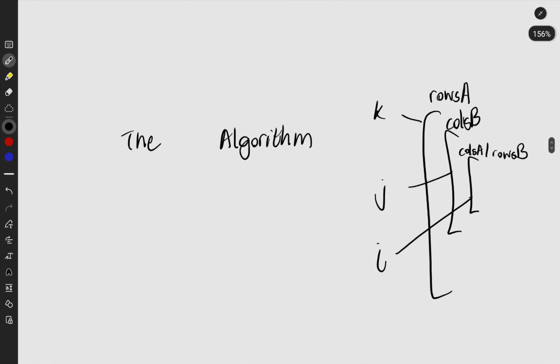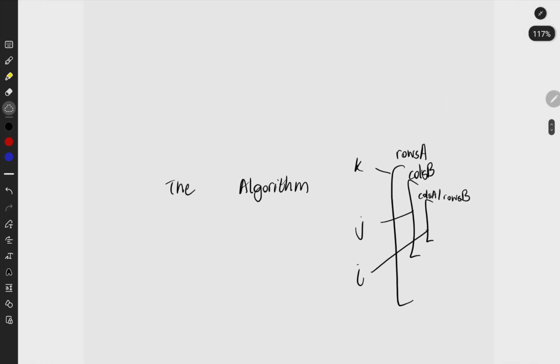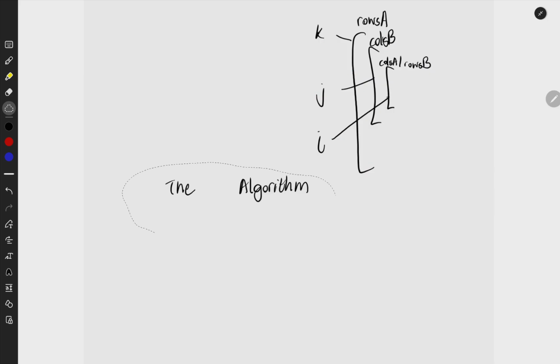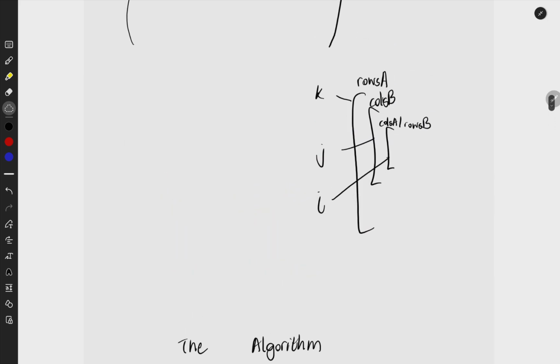Alright, now onto the actual algorithm. As I was explaining, there are going to be 3 loops. We already established that. The outermost loop we're going to call loop K, because we're going to use K as the looping variable.